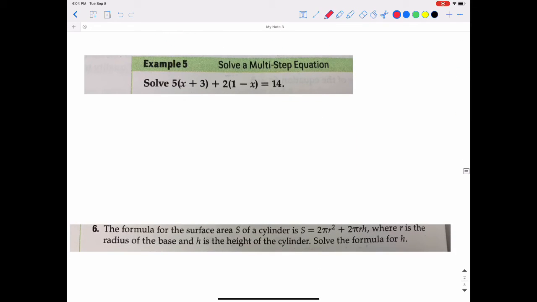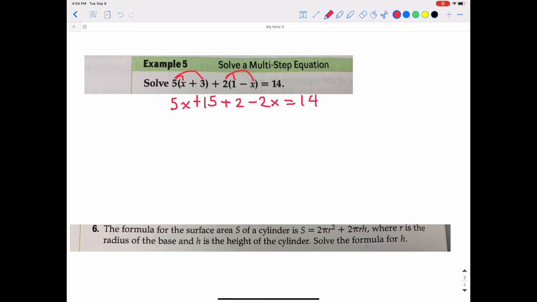Picking up the pace a little bit, we got example number 5. We're solving this for x. This is a multi-step equation, so we're going to start out by doing the distributive property. 5 times x is 5x. 5 times 3 is 15. And then do 2 times 1, which is 2. And 2 times negative x is negative 2x, and that equals 14.